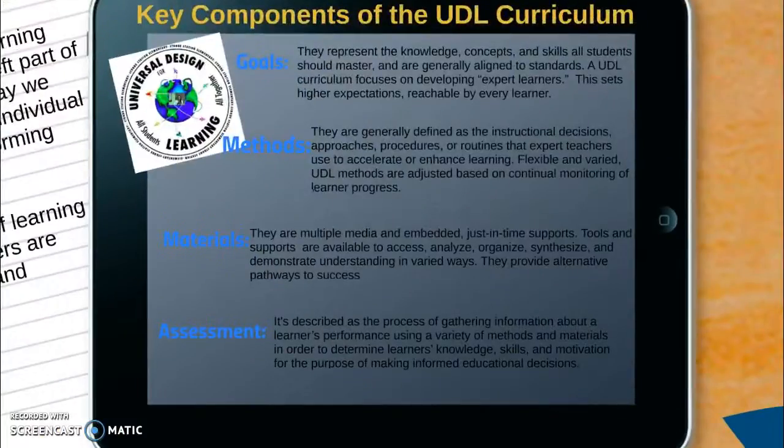Key components of the UDL curriculum. We have goals, methods, materials, and assessments. Goals are often described as learning expectations. They represent the knowledge, concepts, and skills all students should master and are generally aligned to the standards. Within the UDL framework, goals themselves are articulated in a way that acknowledges learner variability and differentiates goals from means.